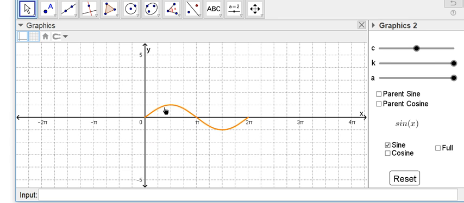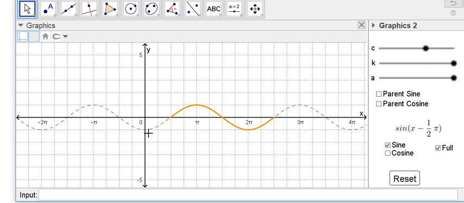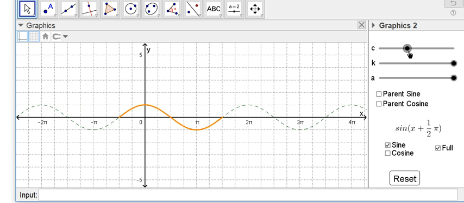Sine of x minus pi by 2, is that what it is? Yeah, we go that way, right? Because it's a shift to the right. So that looks like negative cosine, cosine but flipped. Do you agree? Yeah, I must have just drawn a different page. And then if I go this way, it looks like cosine.